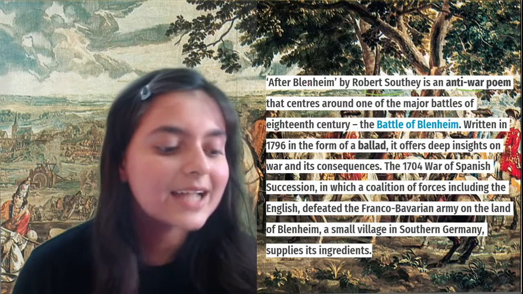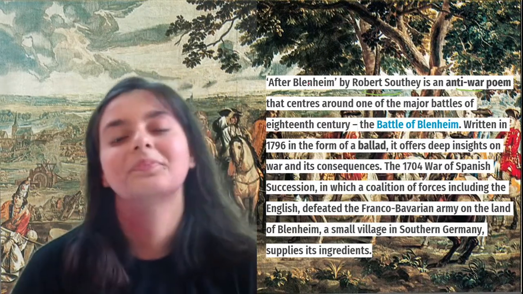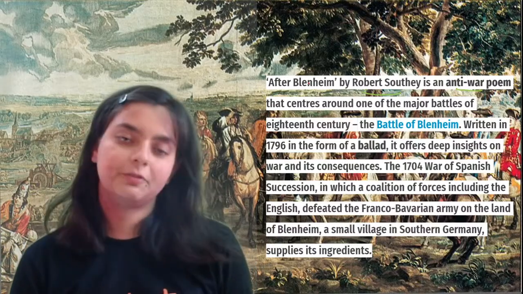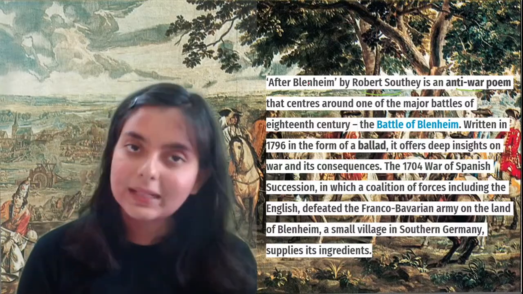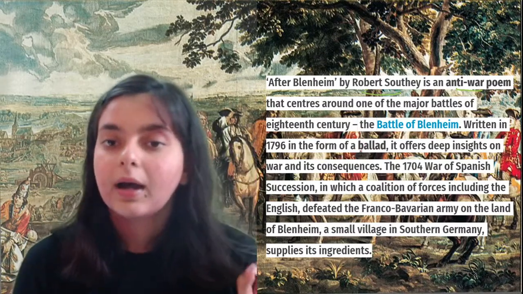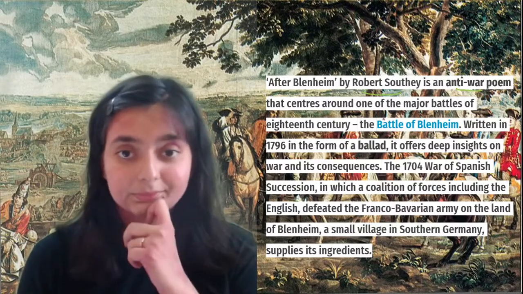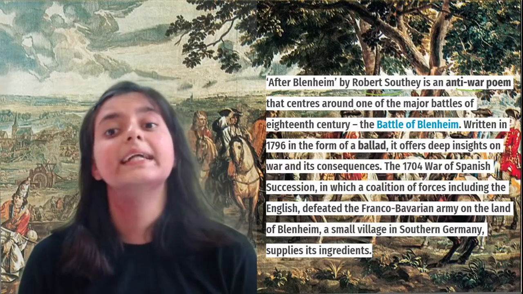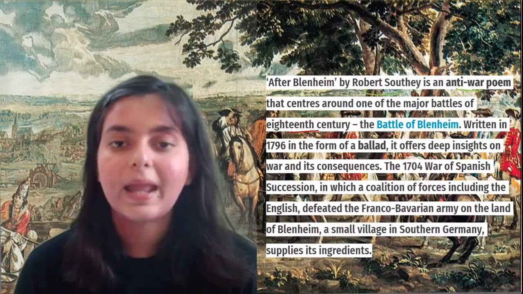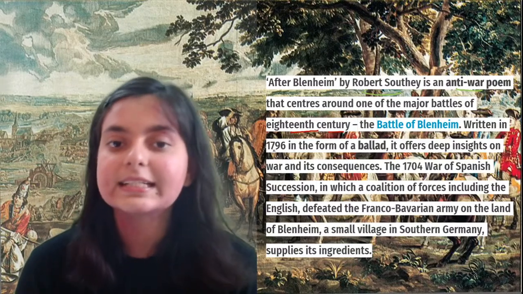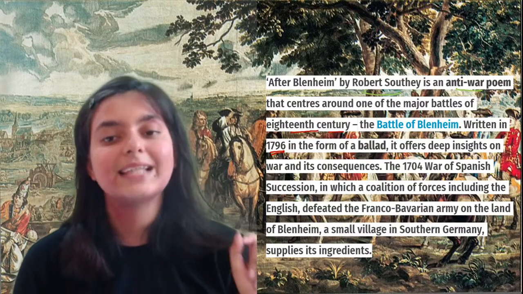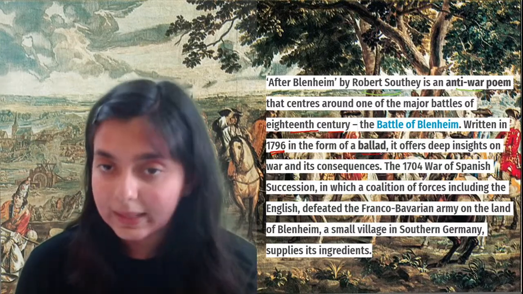Yes, Yash. He started to follow Buddhism and started to preach the principles of Buddhist philosophy about peace, following the middle path, etc. Right? Okay. Now coming to this point, this is an anti-war poem that centers around one of the major battles of the 18th century. This Battle of Blenheim took place in the 18th century. Which year was this written? It was written in the year 1796, and it's written in the form of a ballad.